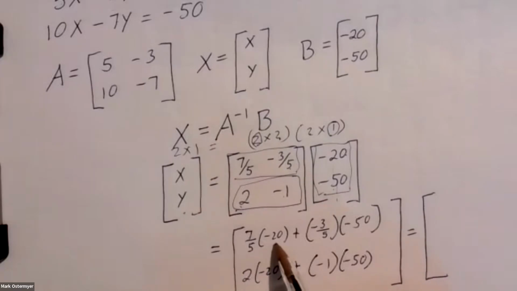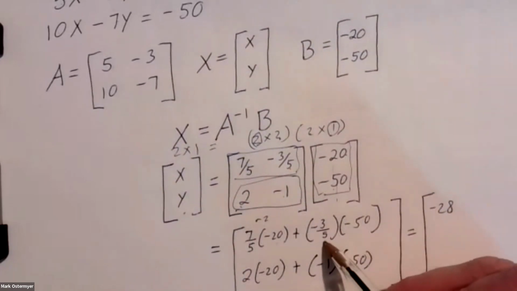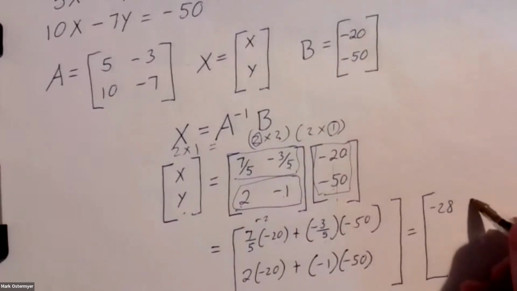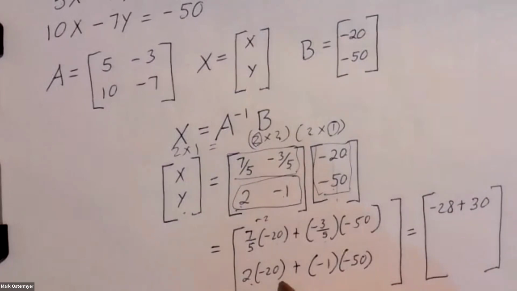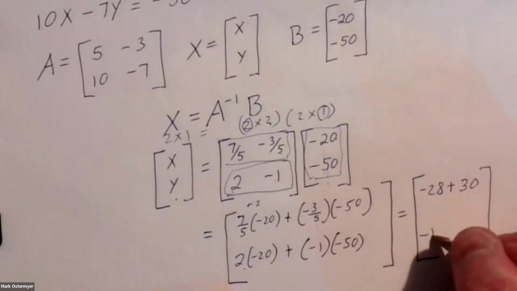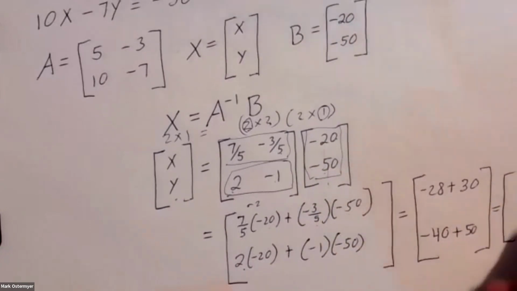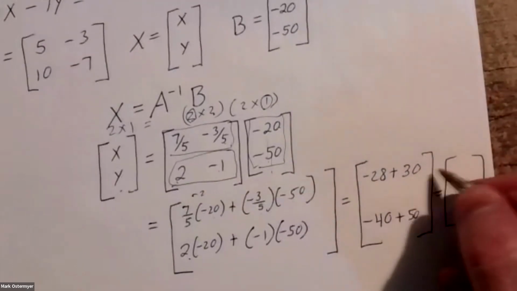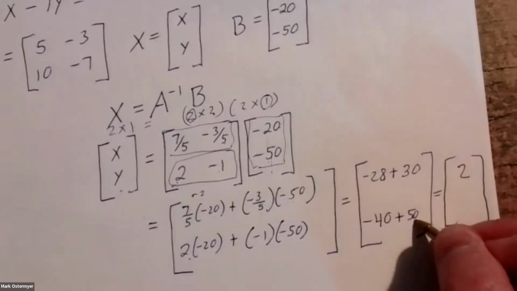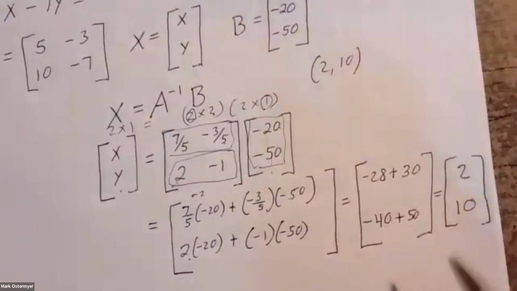What's 7/5 times -20? That's going to be -28. What's -3/5 times -50? That's going to be 30. What's 2 times -20? Plus 50. Ladies and gentlemen, we're about to crank out our solution here. So my x coordinate of my ordered pair solution is going to be 2, and my y coordinate is going to be 10. We're done. The ordered pair solution is (2, 10).